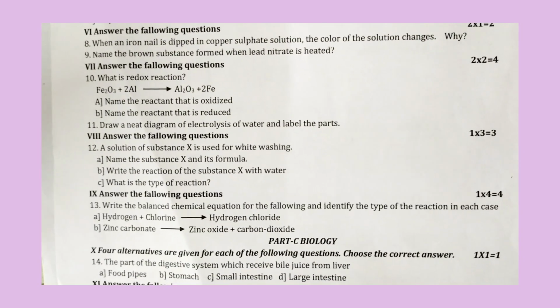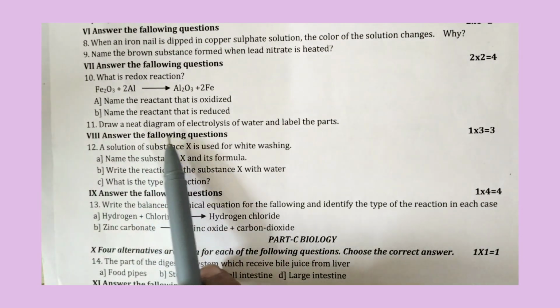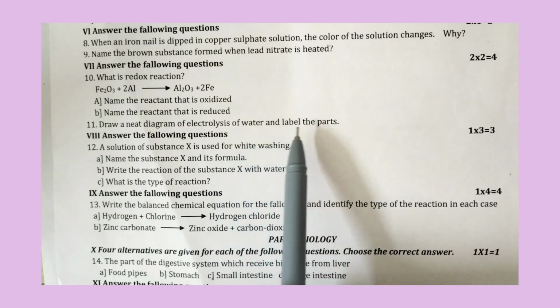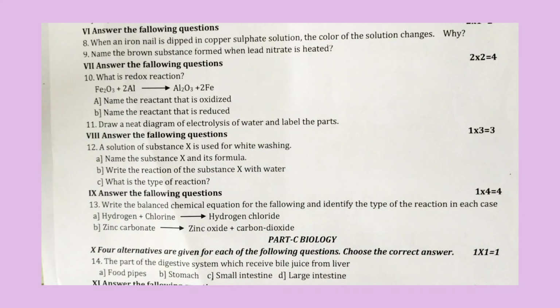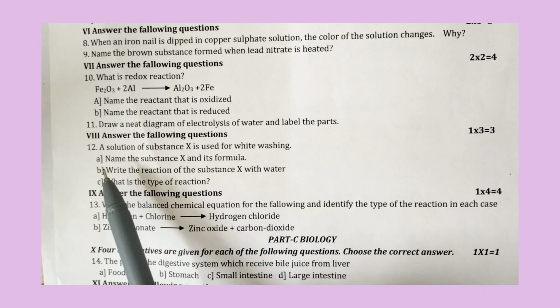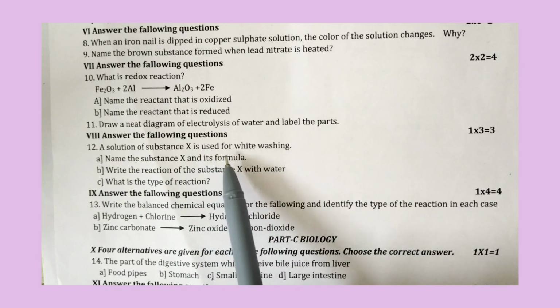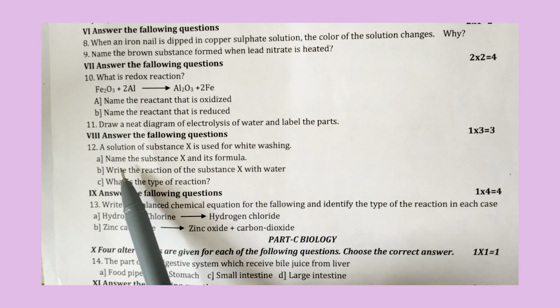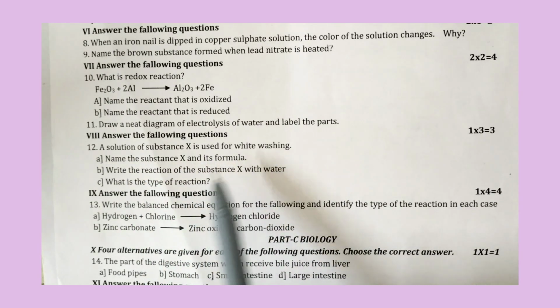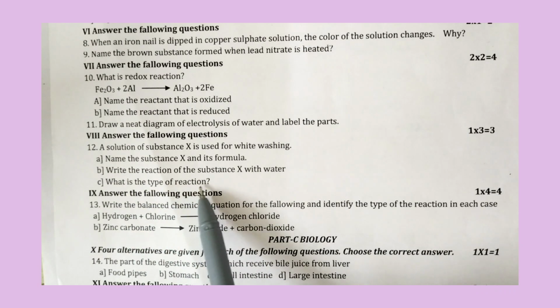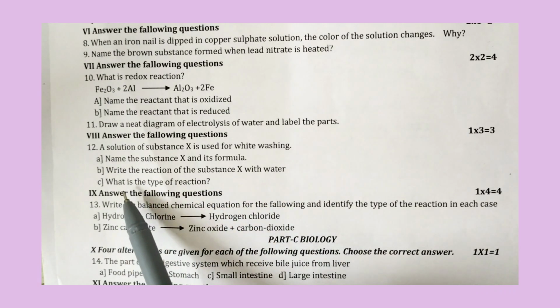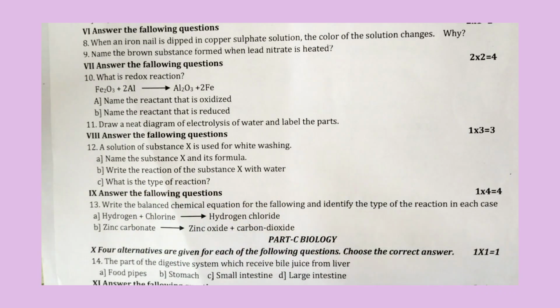Now let us move to the 11th one. In the 11th question they have given: draw a neat diagram of electrolysis of water and label the parts. So we have to draw a neat labelled diagram of electrolysis of water. Now let us move to the 12th question. A solution of substance X is used for whitewashing. Name the substance X and its formula. Write the reaction of the substance X with water. What is the type of reaction?